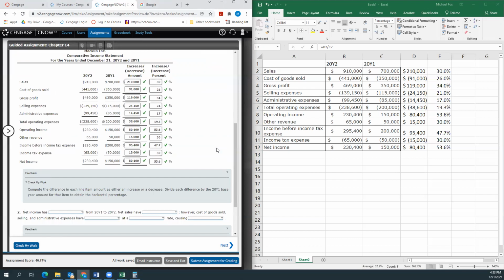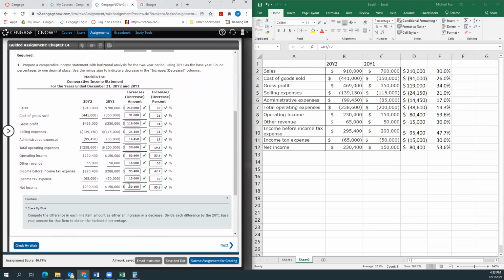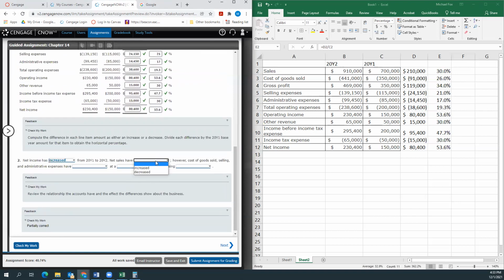So finally, it wants us to do a little analysis. We can see our net income has increased by 53.6%. So net income has increased from 2001 to 2002. Net sales have also increased. However, cost of goods sold and selling and administrative expenses have increased.